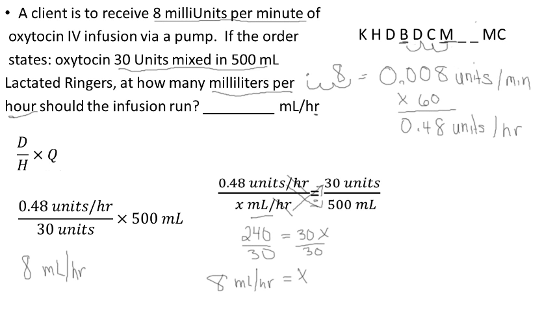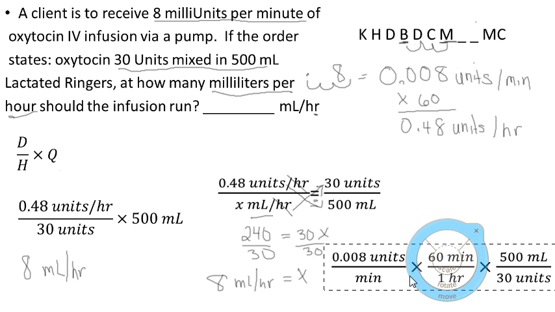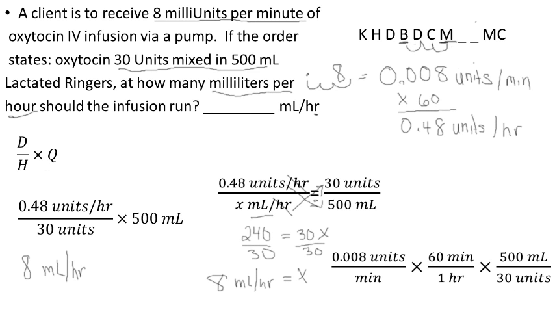And then lastly, some of us prefer to do this problem using dimensional analysis. And with the dimensional analysis, we can actually do the two conversions all in one step. So in the dimensional analysis approach, we have the 0.008 units per minute. We multiply that by 60 to cancel minutes. We multiply that using our conversion to cancel units. And so we have milliliters on top, hours in the denominator, and once again we end up with 8 milliliters per hour.